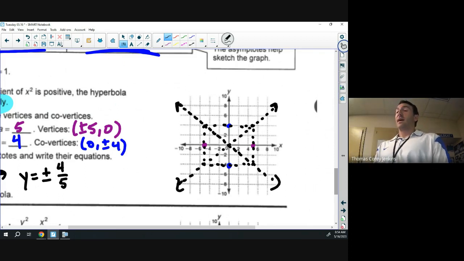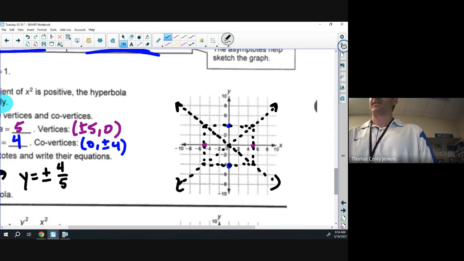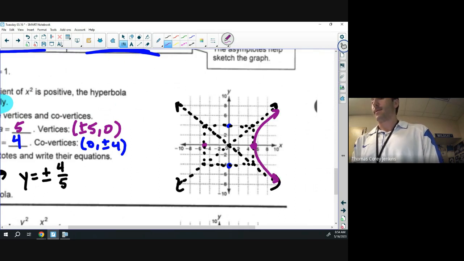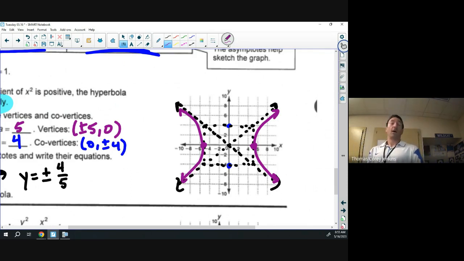All right, then I'll just do my sketch, right? So remember, this is a sideways opening one, right? So this is actually part of my graph. I'm going to just go through that and hug up to the dashed lines on both sides. All right, so that's basically it. Those are the high points.